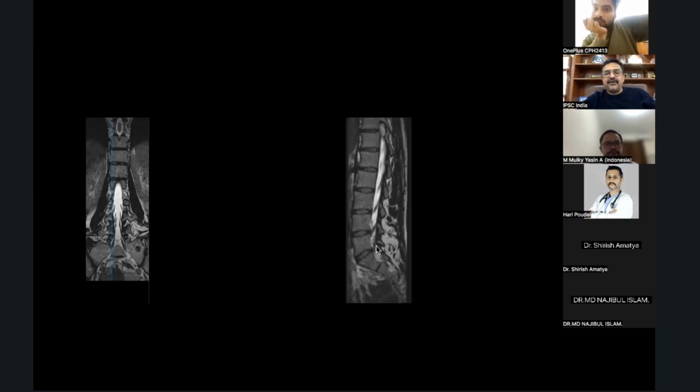Is this clear? Can you all see these sagittal sections? Can you make out these sagittal sections? Can you see these traversing roots over there? Why are we calling them traversing roots? That is clear, right? Yes, sir.